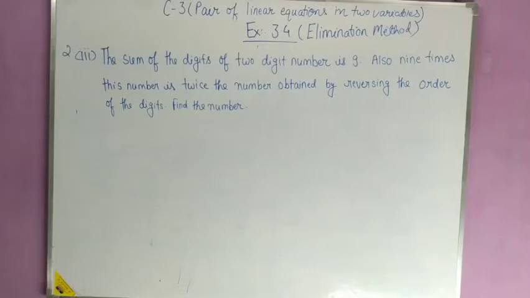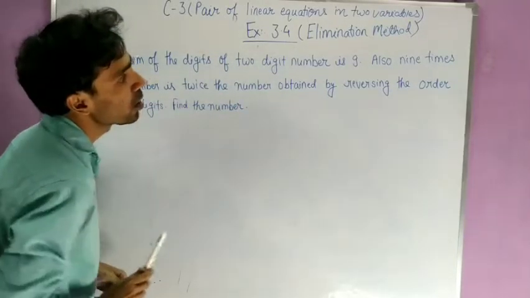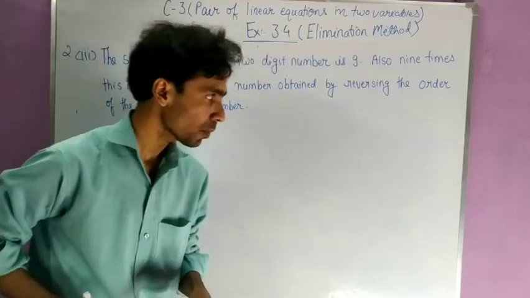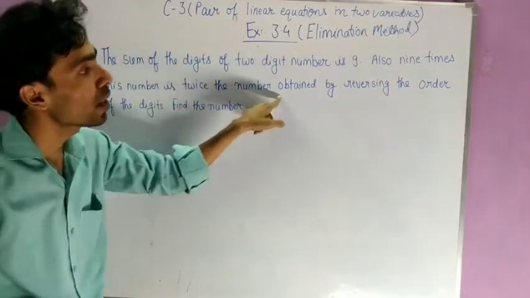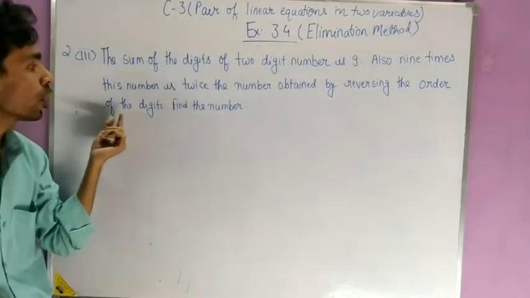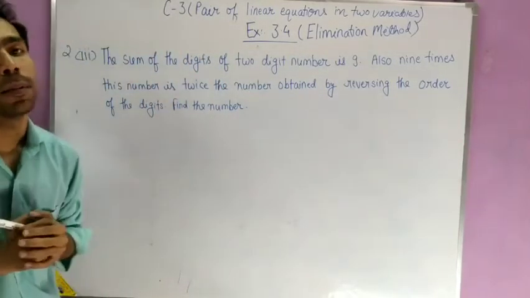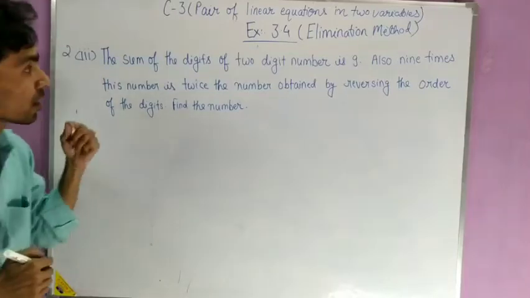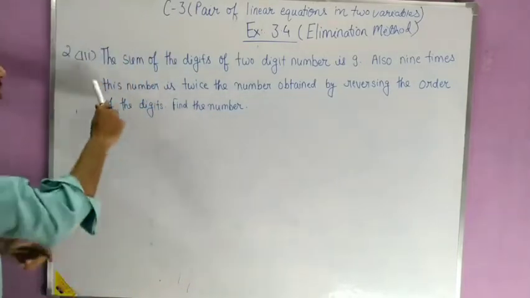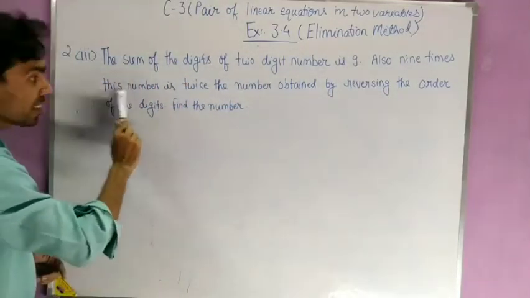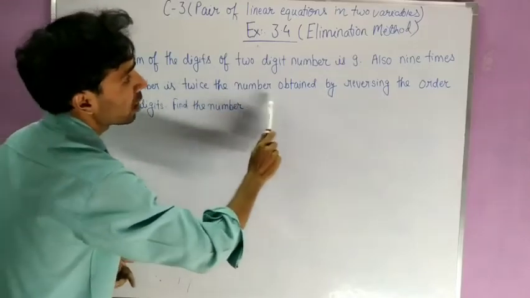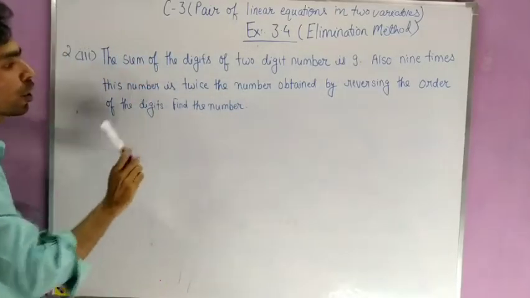So students, this is the third part of question number 2. See, what is the question? The sum of the digits of a 2-digit number is 9. Also, 9 times this number is twice the number obtained by reversing the order of the digits. Find the number. Okay, I am going to repeat this question one more time. The sum of the digits of a 2-digit number is 9. Also, 9 times this number is twice the number obtained by reversing the order of the digits.